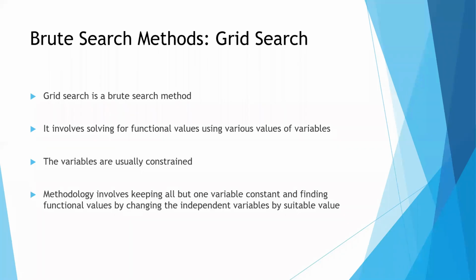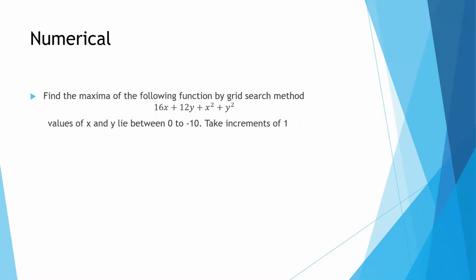Now, this methodology involves keeping all but one variable constant and finding functional values by changing the independent variable by a suitable value. So basically, if there are two variables, x and y, you keep x constant and keep on changing y by a suitable value and find the functional values. Second, you keep y constant, change the value of x, and then find the functional values. After all the functional values are found, you can find the maximum out of it and get the answer. So now I'll just show you one example.